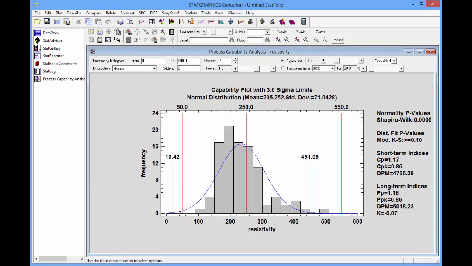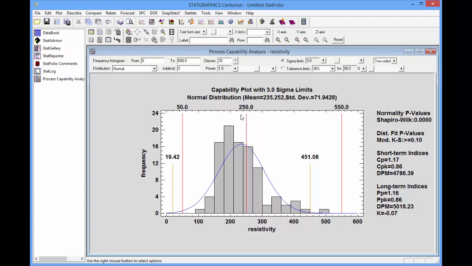Statgraphics has taken the 100 observations and plotted a histogram of the data. It's also superimposed on the histogram a normal distribution, a normal distribution with the same mean and standard deviation as the data. You can see along the top of the graph that the mean is approximately 235.3 and the standard deviation is approximately 71.9.